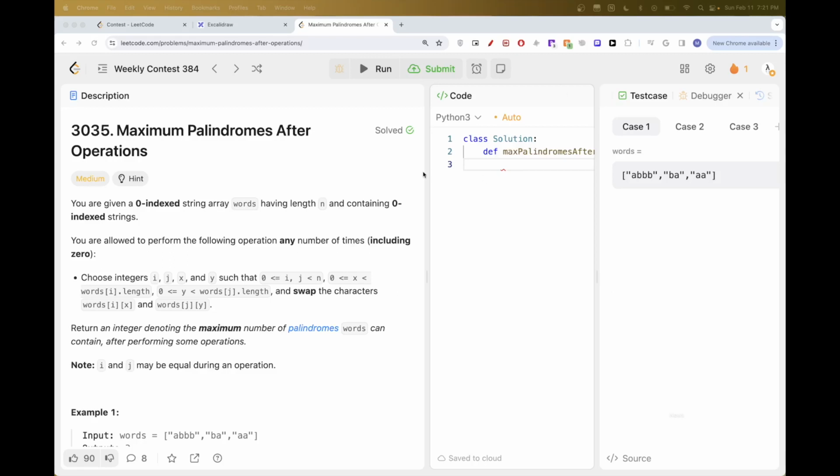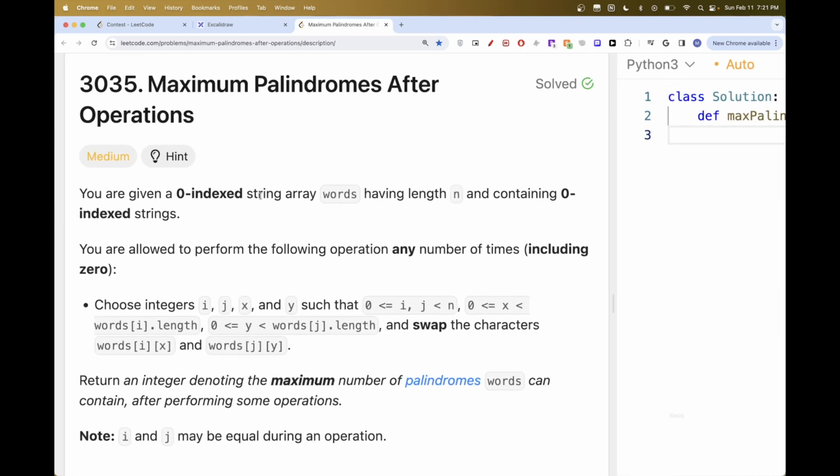Hello, so continuing on problems from this week's weekly contest, let's see problem 3, maximum palindromes after operations. So basically with this problem, what we have is an array of words of length n, and you are allowed to do this operation any number of times, including not do it at all.